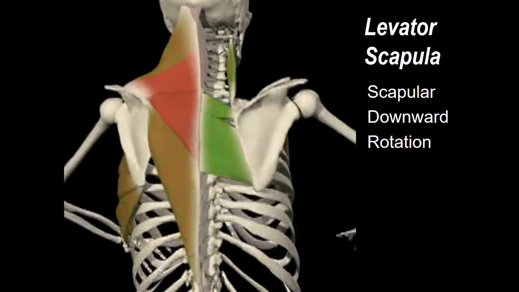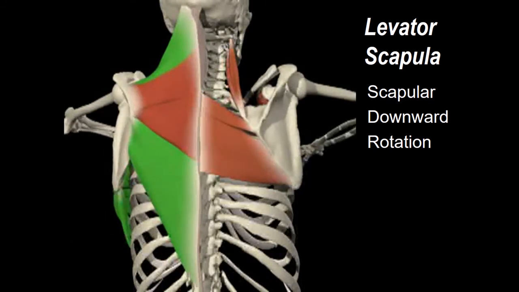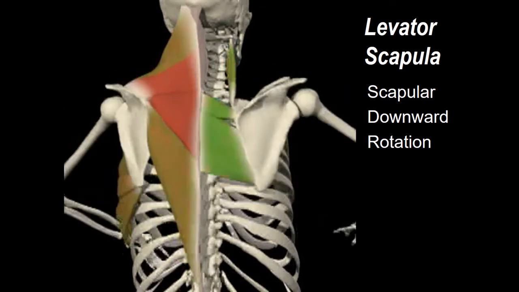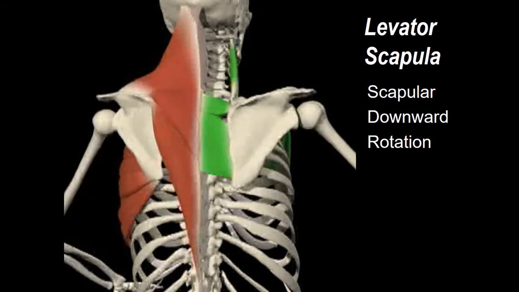You see them doing upward rotation? And then when it comes time to downwardly rotate, levator kicks in. So it kicks in opposite from upper and lower trap, upward rotation, then levator does the downward rotation. Upper and lower trap, upward rotation, levator, downward rotation.